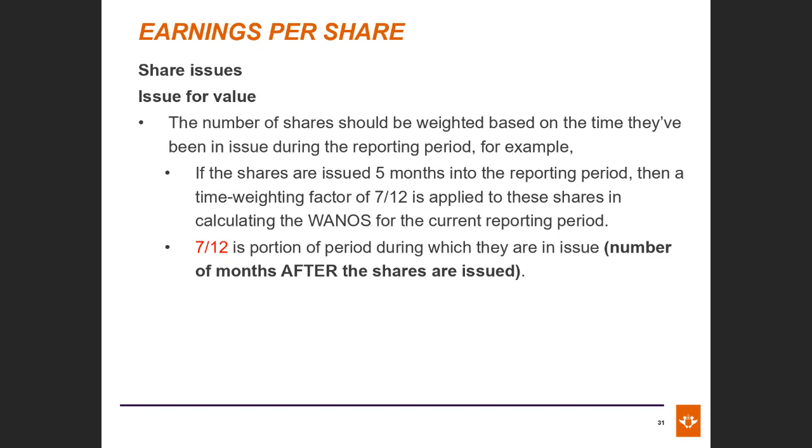So we have the beginning of the year being 1st of January, and 5 months later, we have new shares that are issued. So how long do we have those new shares for in the current year? We would have those shares for 7 months, because they were issued 5 months after the beginning of the year. So we will go from 5 months to 12 months.